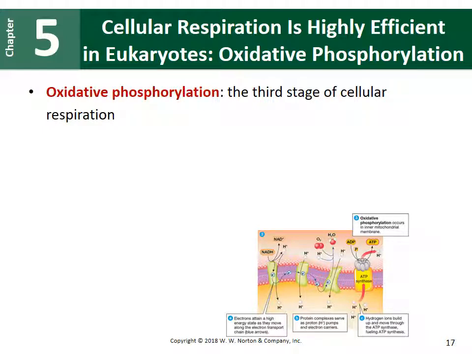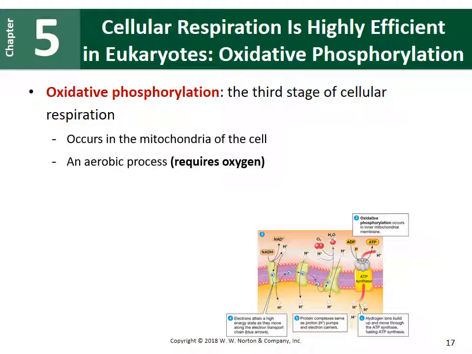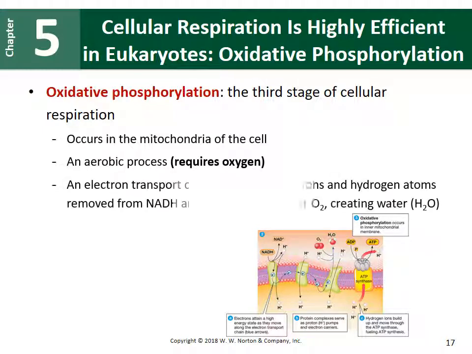So oxidative phosphorylation is the third stage of cellular respiration. This also occurs in the mitochondria, so that's its location. This process is different. It's aerobic, so this is where our oxygen is going to come into play. And I'm going to point out this is the very first time we actually see oxygen show up. So this has to have oxygen available.